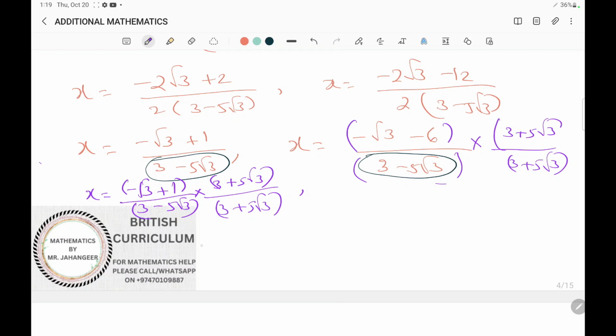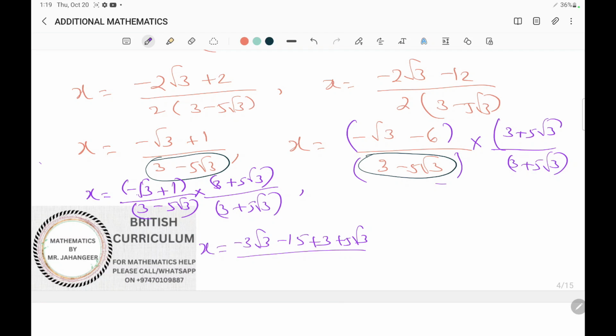Now let us solve that. So minus root 3 times 3, so this is minus 3 root 3. Then minus root 3 times 5 root 3, so that would be minus 15. And 1 times 3, that is 3. 1 times 5 root 3, that is 5 root 3 only.